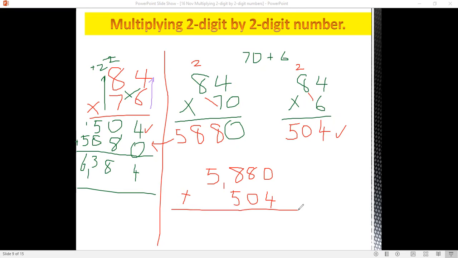All right, don't forget now. 4, 8, 13, carry 1 is 6. So the answer is 6,384, the same as this. So either way, whichever one you want to use is still acceptable. All right, Year 6? I hope you understand how to multiply.